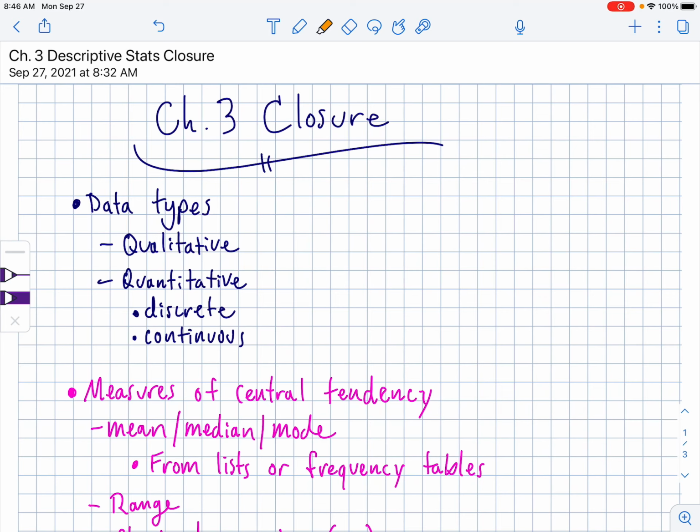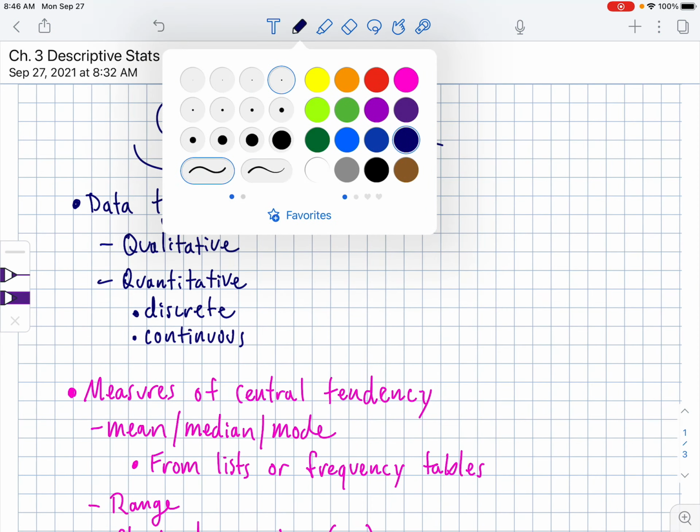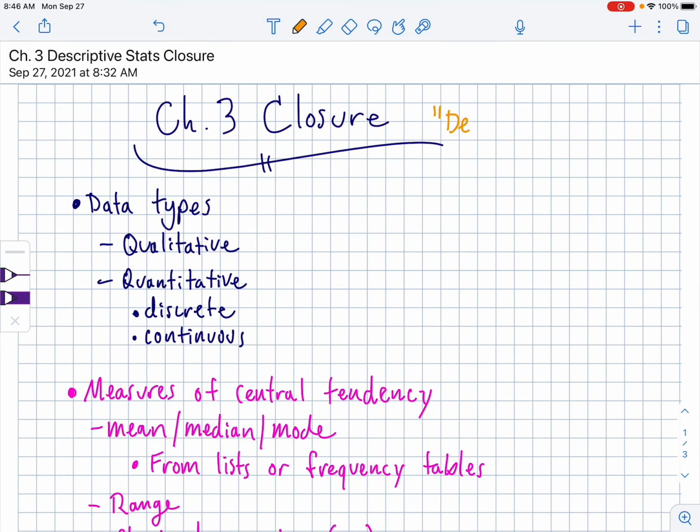Today we're going to talk about Chapter 3. We've reached the end of Chapter 3. We're breaking up with it. These are our closure notes. Chapter 3 was all about descriptive statistics. So if you ever hear me refer to the learning target, this one was the descriptive statistics. We'll do another statistics target, but more on that later.